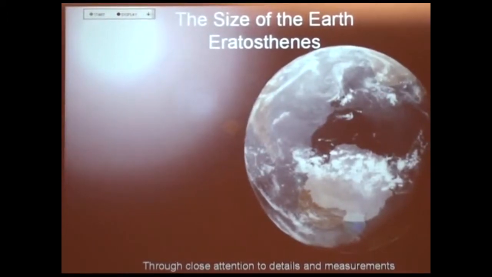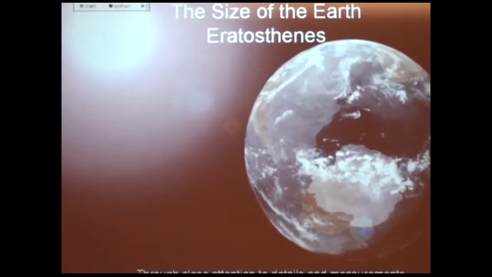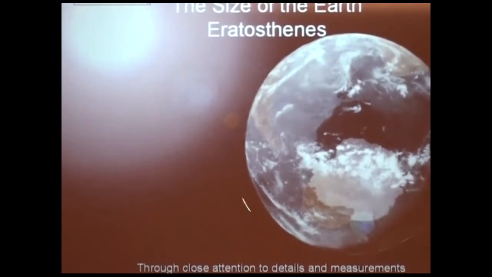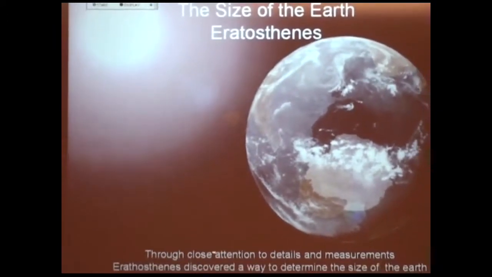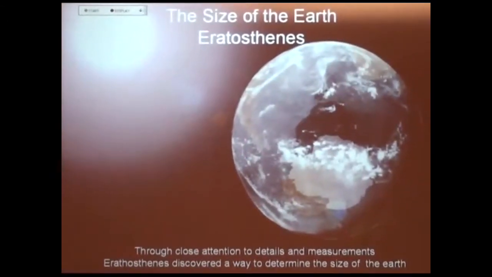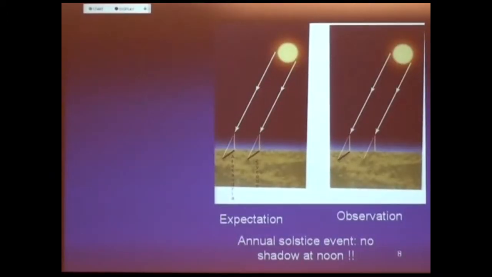And if you happen to ever see this video, Cosmos, by Carl Sagan of Cornell, he's passed away, he goes through this in a very, very nice historical way. So that's a nice thing to go to. But the main message that I want you to extract from this story is that it was through close attention to details and measurements that he discovered this way to determine the size of the Earth.